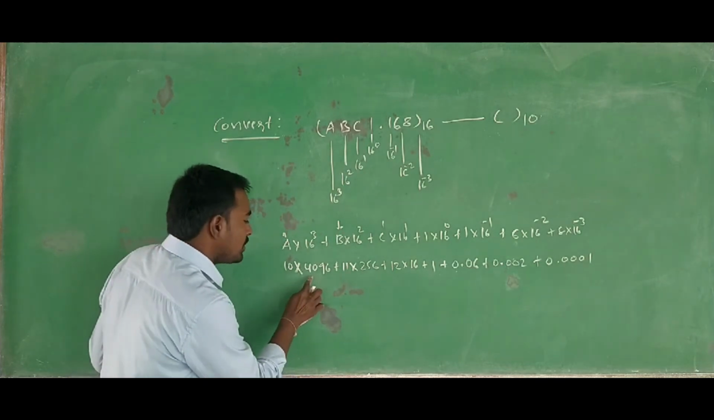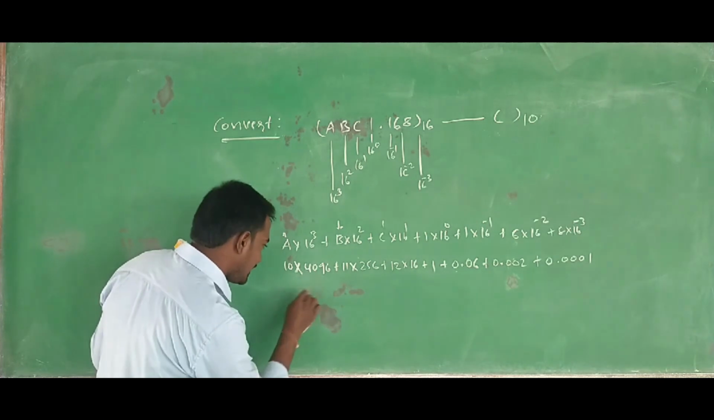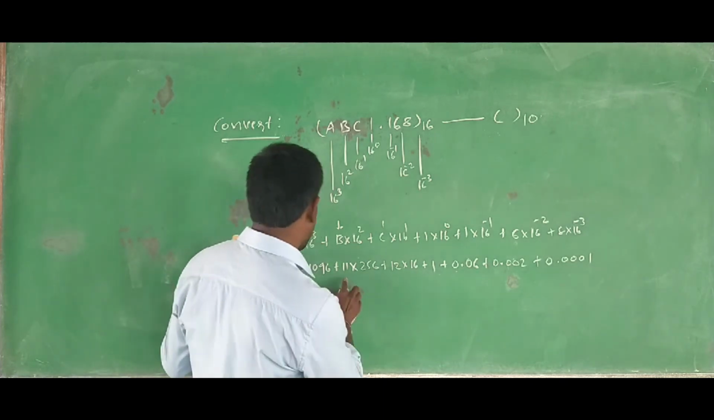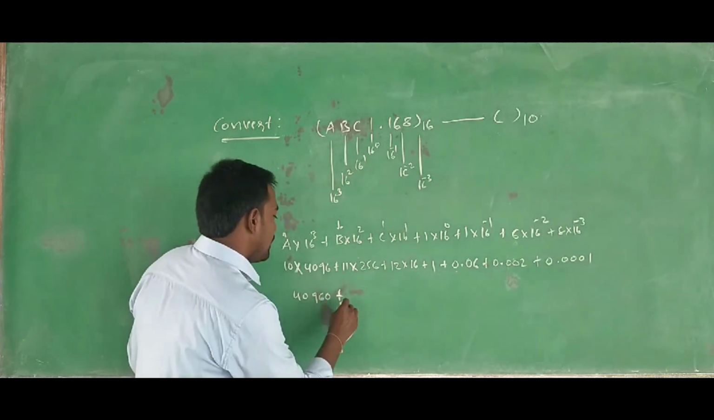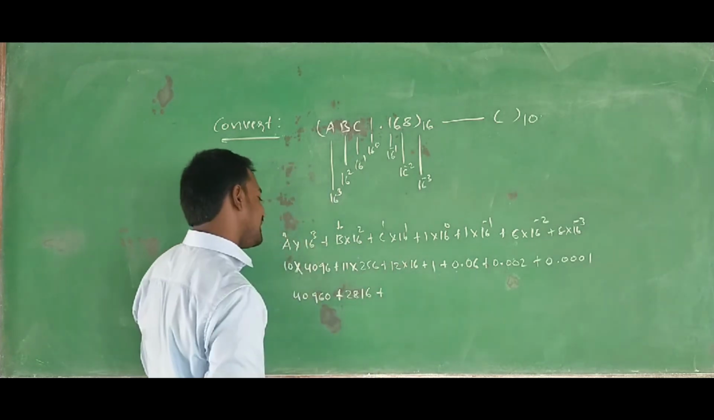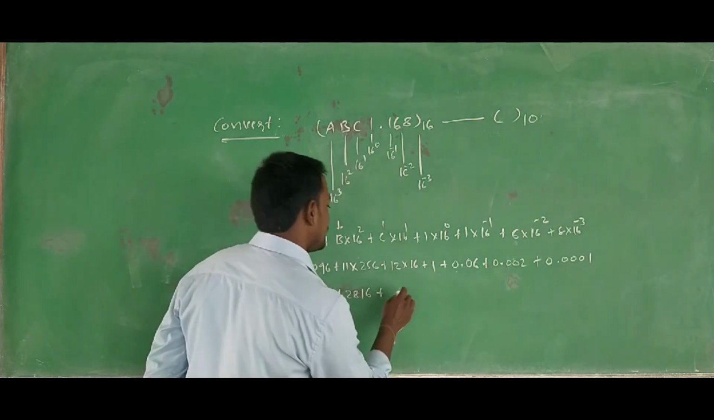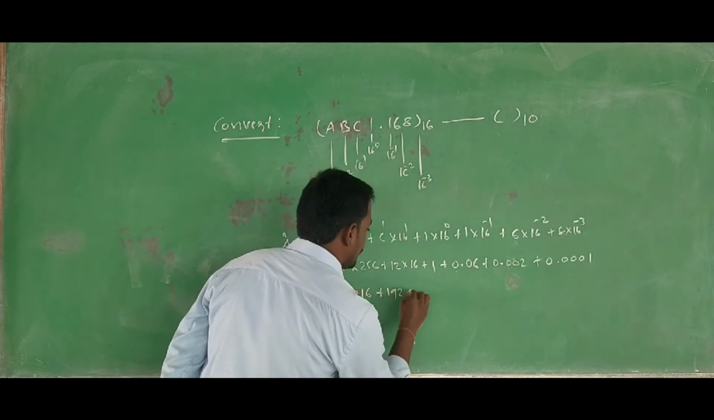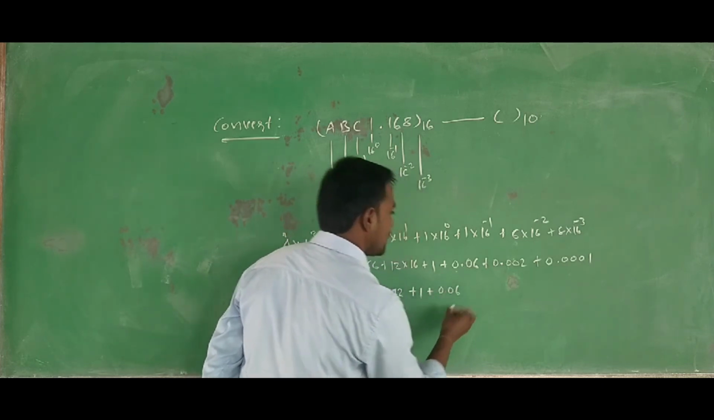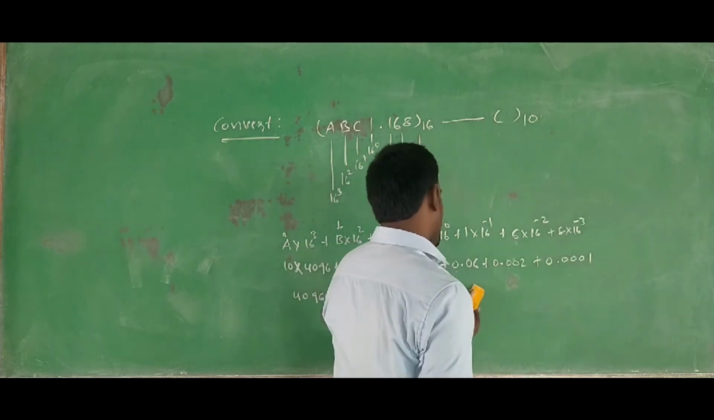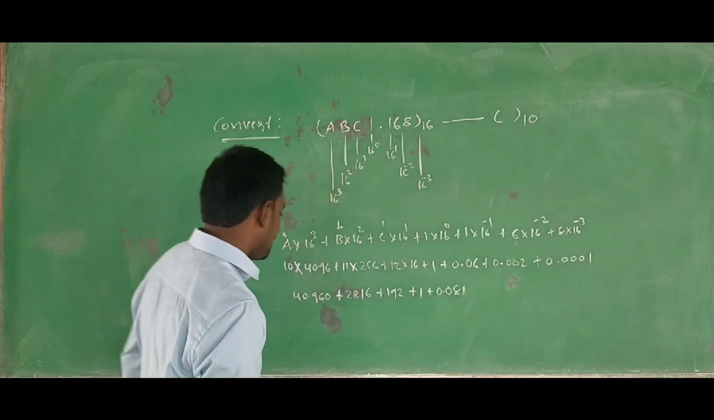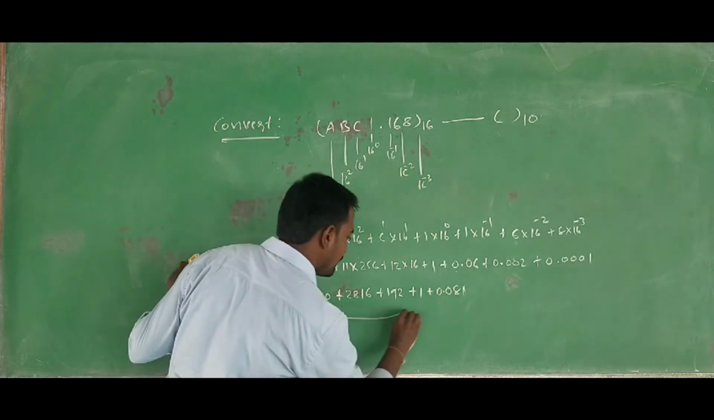So similarly, 4096 into 10 is equal to 40960, plus 11 into 256, which is equal to 2816, plus 12 into 16, which is equal to 192, plus 1, plus 0.06, and finally we will get the approximate value of 0.081.